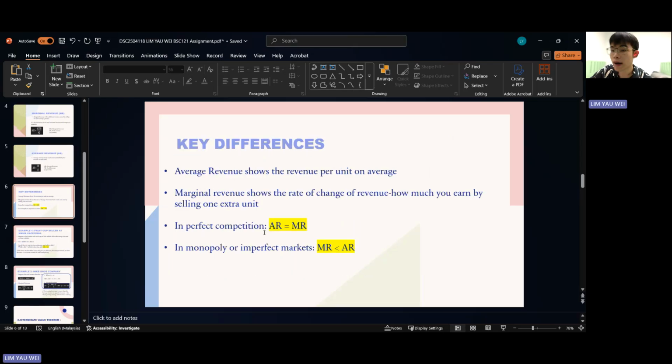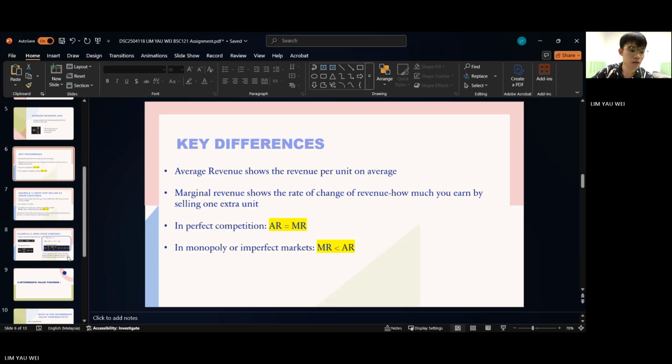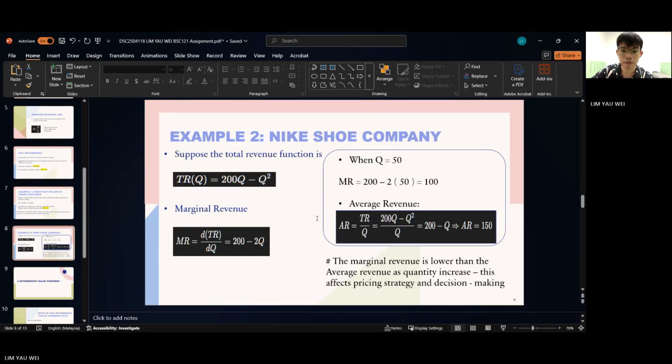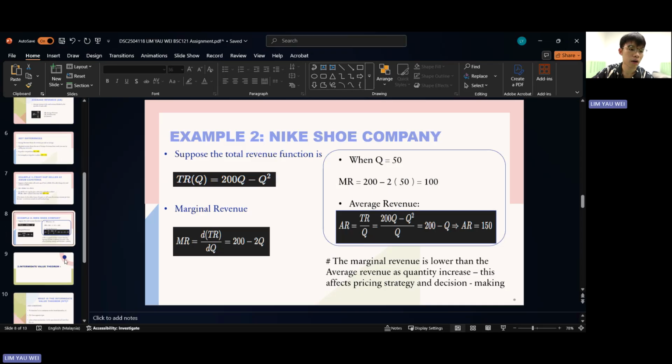Remember, if average revenue is equal to marginal revenue, it is perfect competition. If average revenue is more than marginal revenue, it is monopoly and imperfect markets. The marginal revenue can affect pricing strategy and decision making.